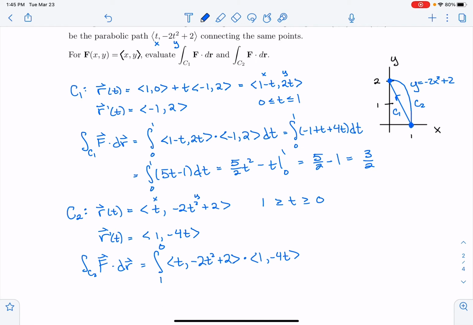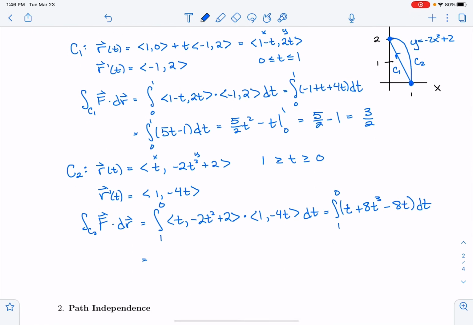Okay, so I'm going to integrate that dt. We're going to multiply this out. So this will be the integral from 1 to 0 of, let's see, t times 1 is t. And then negative 4t times negative 2t squared is an 8t cubed. And then we're going to get a minus 8t. We're going to integrate that dt.